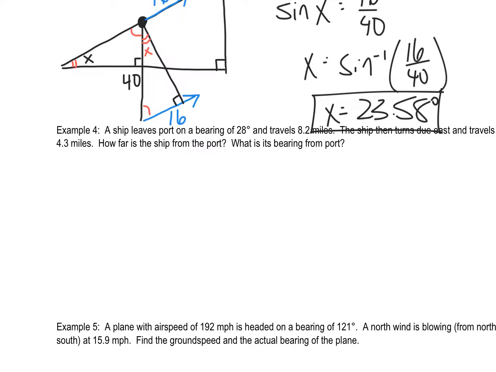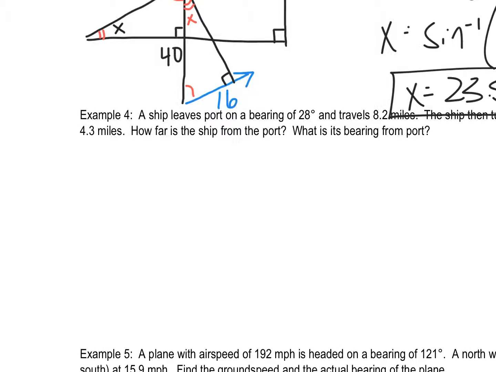It's a bearing problem. A ship leaves a port on a bearing of 28 degrees. So remember that bearings are always drawn from north clockwise. So 28 degrees means the ship is going this direction, 28. And it travels 8.2 miles, so I can label that 8.2.